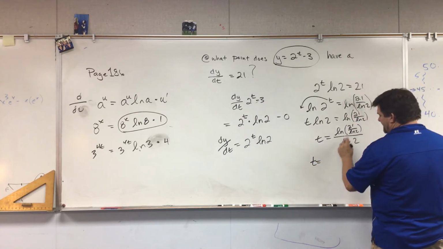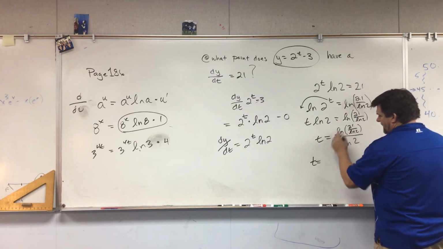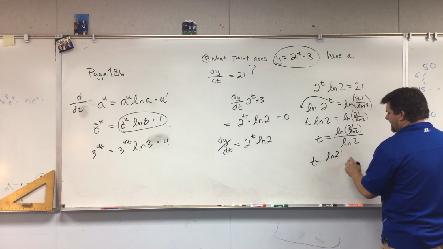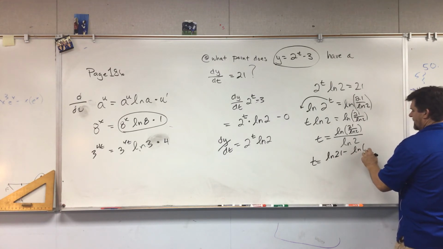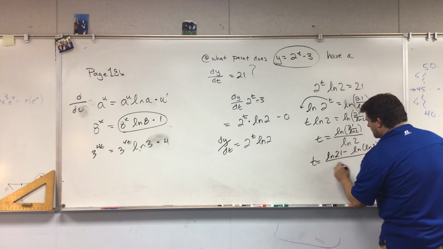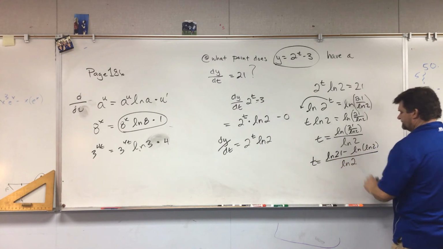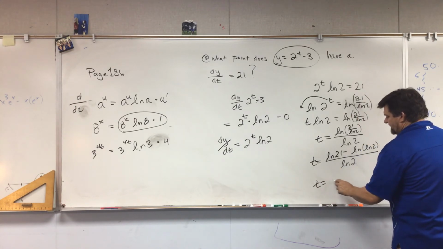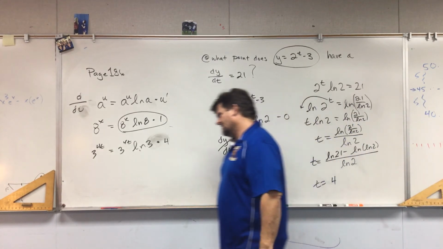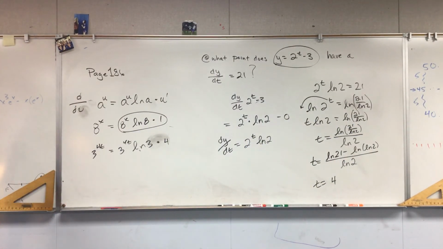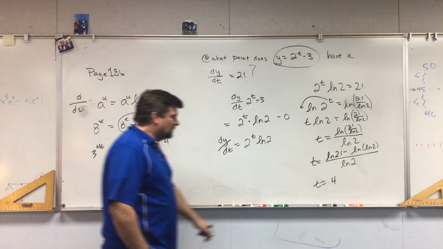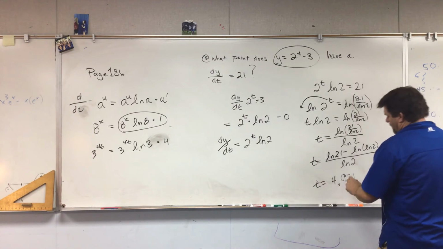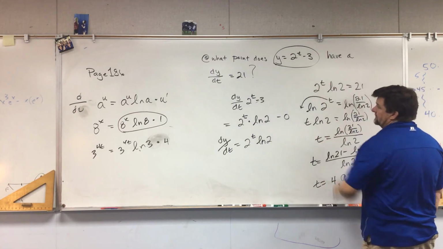If we practice our properties, it's division, so we're going to subtract. So the natural log of 21 minus the natural log of the natural log of 2, all over the natural log of 2. And so you do the math on that thing, it's going to give you 4.921. So at 4.921 seconds, we're going to take that and plug it into our original.